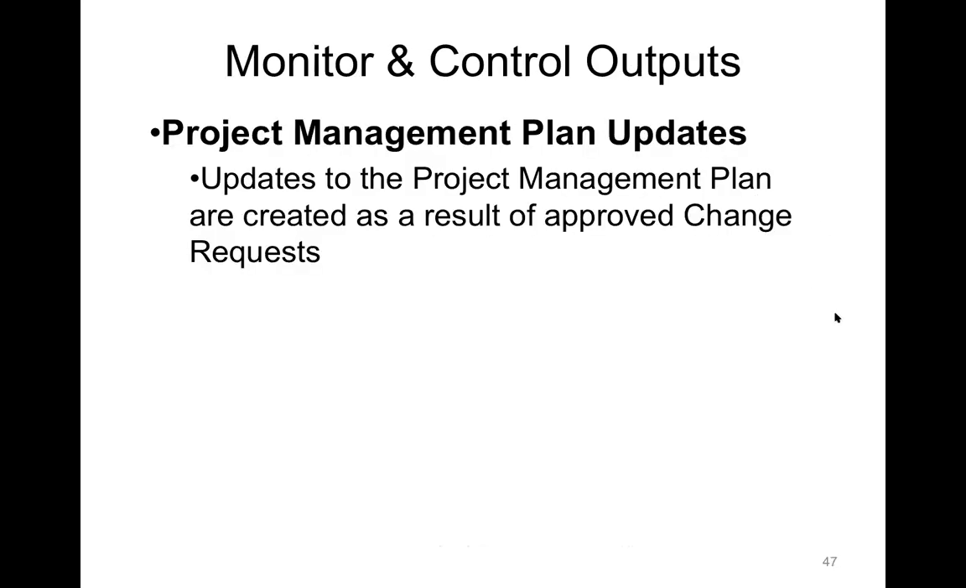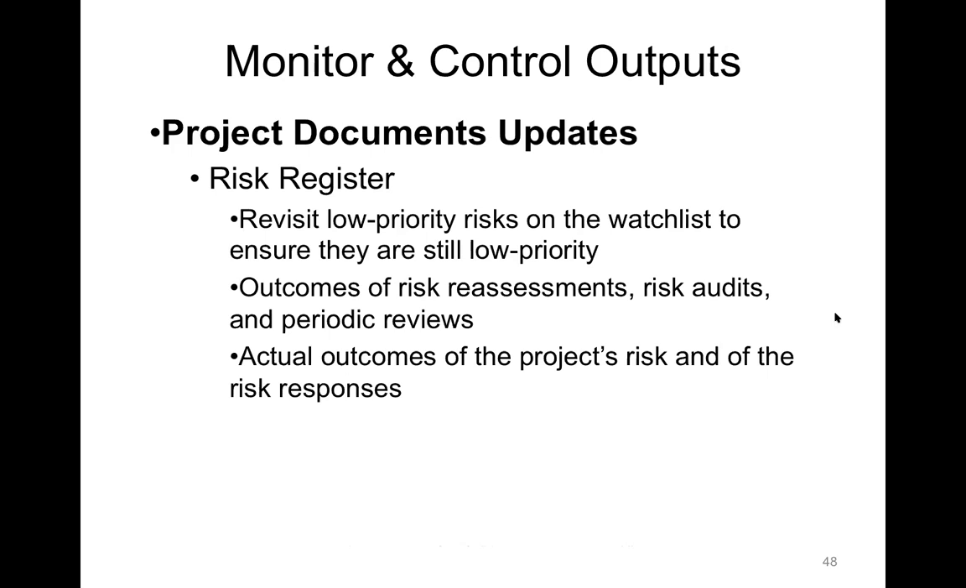Project management plan updates. So as you're monitoring and controlling, as a result of the change requests, you're going to have to update the project management plan as needed. The risk register needs to be updated. So revisiting those low priority risks on the watch list, ensuring that they're still low priority, as one of the outputs of monitoring and controlling. You're also going to need to update the risk register with any risk audit that you receive during the project and any periodic reviews. And then updating the risk register with explaining what the actual outcomes of the project risks were and of the risk responses.